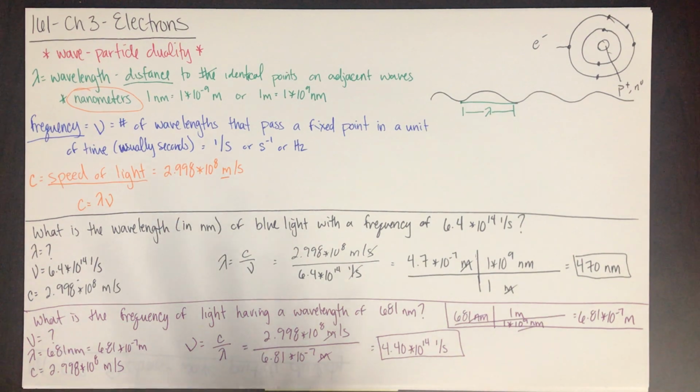So this is using wavelength and frequency and speed of light to find out information about waves. Again, we're learning about waves because electrons have some properties of waves. So we need to learn about these waves first, and then we're going to apply it to electrons.